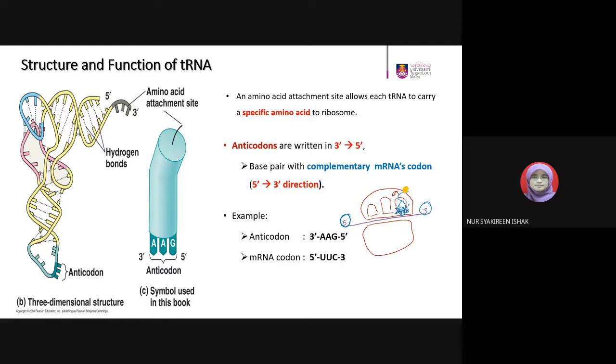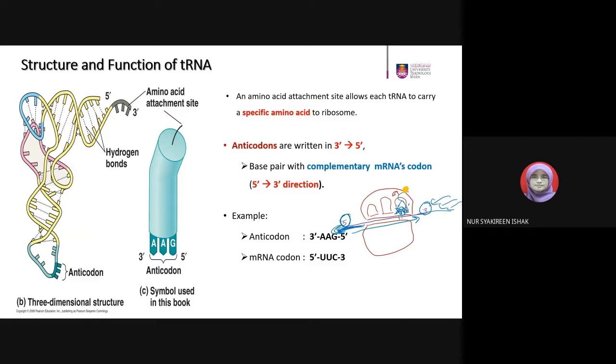So nak baca codon pada A site ni mesti daripada 5' ke 3'. Okay, so nanti bila ribosome baca mRNA tu, mRNA ni akan move. Dia akan ditarik ke arah sini. So nanti mRNA tu akan masuk and masuk. Gerak masuk ke dalam A site.